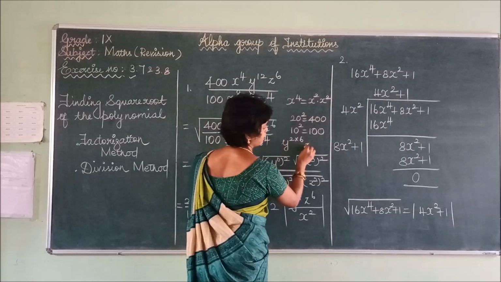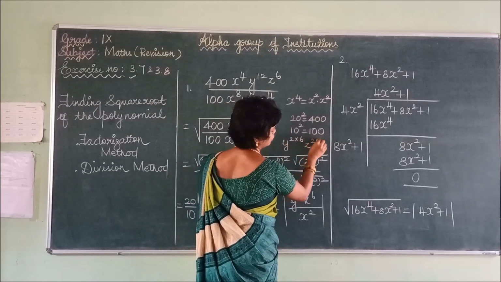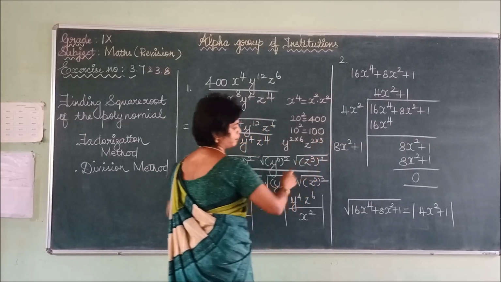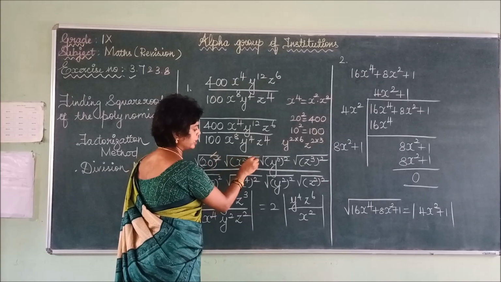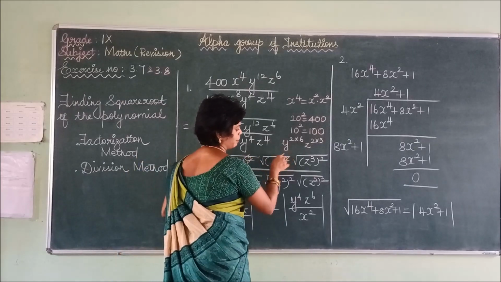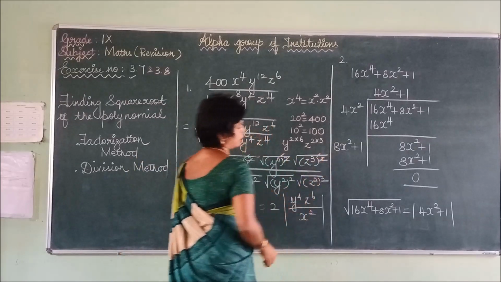And z power 6 can be rewritten as 2 into 3. So 3 I have kept inside. 2 will be outside because that square and square root get cancelled. For that reason I am keeping the 2 on the outside.